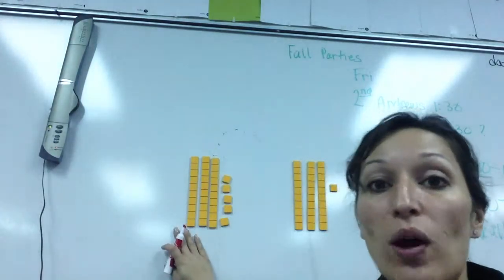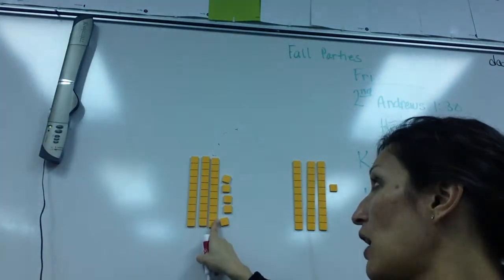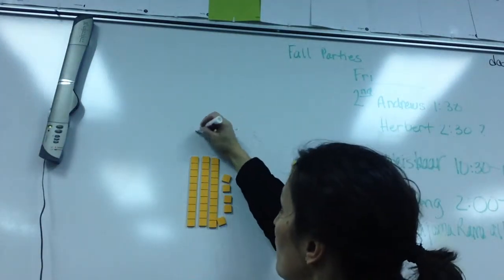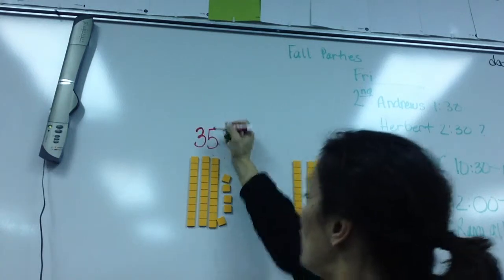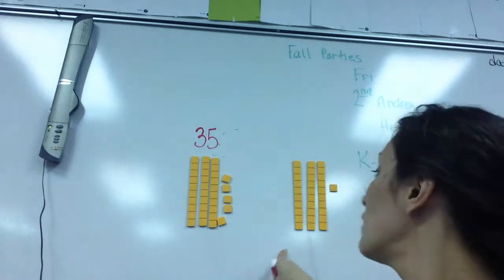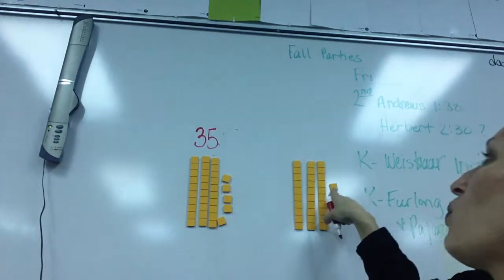When we count this number out, we know it's 35: 10, 20, 30, 31, 32, 33, 34, 35. And we can count to figure out what the value of this group is: 10, 20, 30, 31.